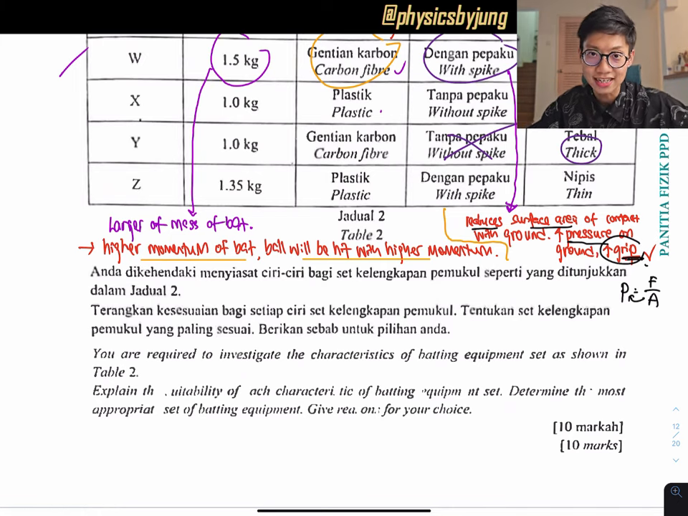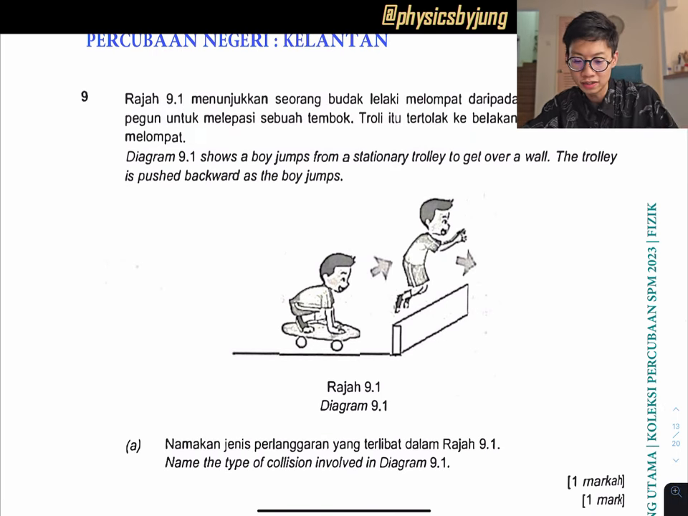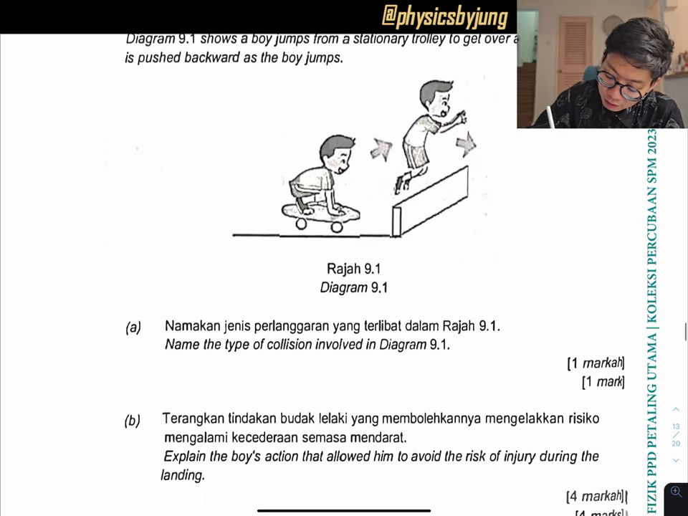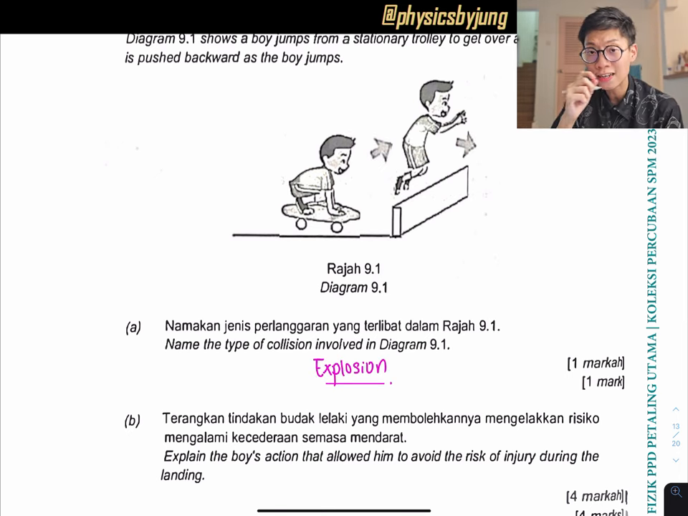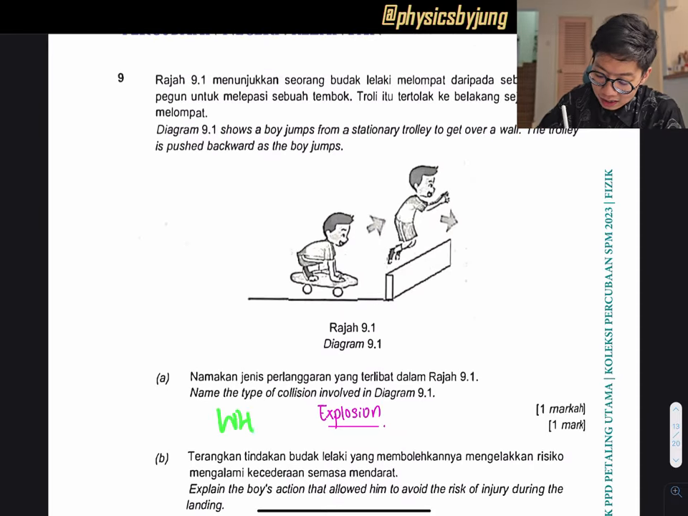Now we're gonna look at the next essay question. Our second last essay is actually Kelantan, whereby we talk about this guy jumping across a trolley and then over a wall. So the first question they ask, what is the type of collision involved in diagram 9.1? Okay, let me tell you the answer for this question. This is an explosion, but I want everybody to tell me in the comment section, why is this an explosion?